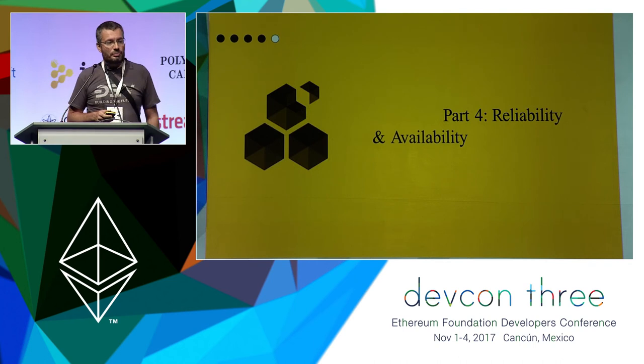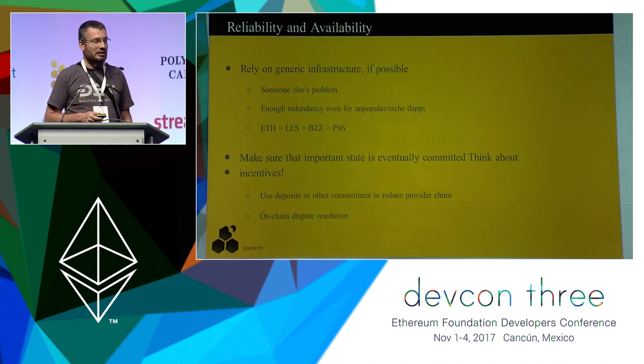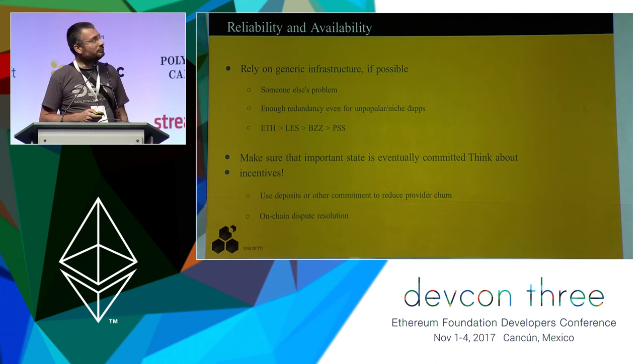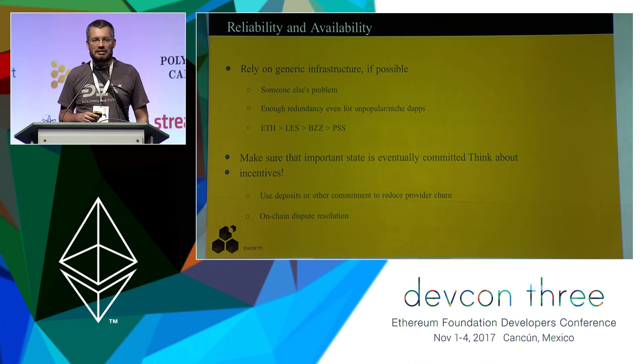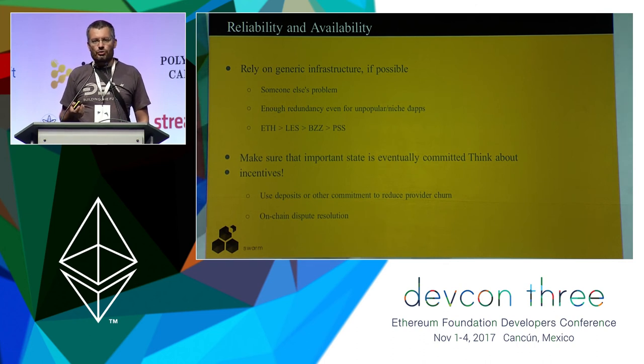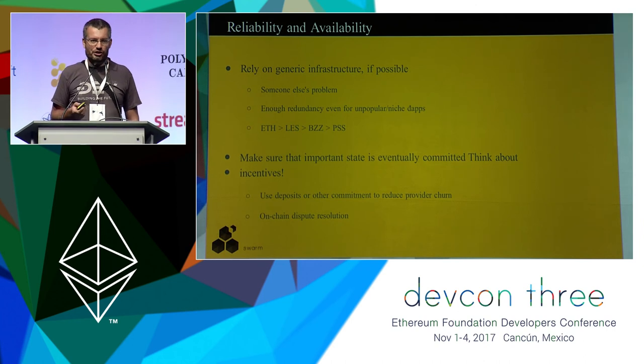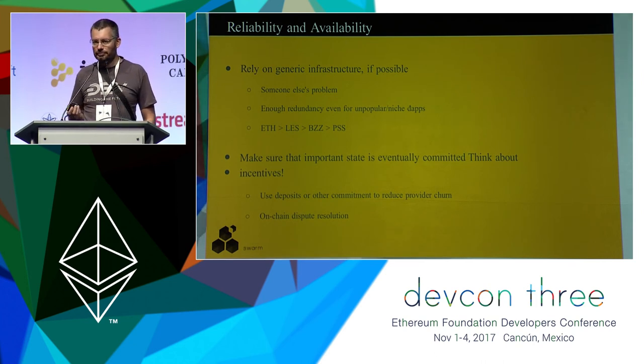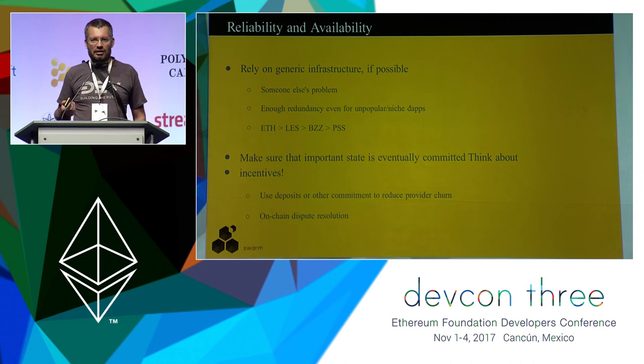In the next part, I'm going to briefly address issues of reliability and availability. So here I would like to go back to the things that I said about distributed applications. Whenever possible, you should not try to build your own infrastructure. Try to rely on generic infrastructure, because that way it becomes somebody else's problem. So in order for a distributed system to work well, it needs to have a sufficient number of nodes. Those nodes need to have sufficient incentives. They need to have adequate resources each. And all these things, they are difficult.